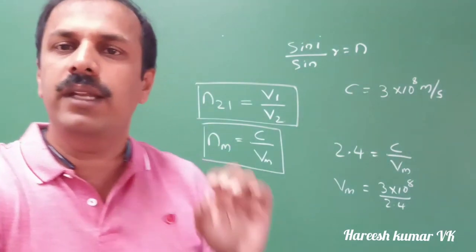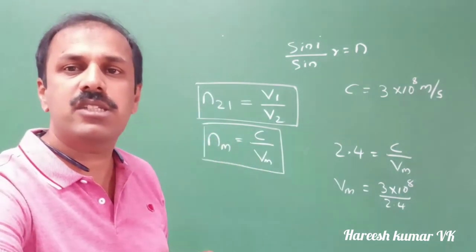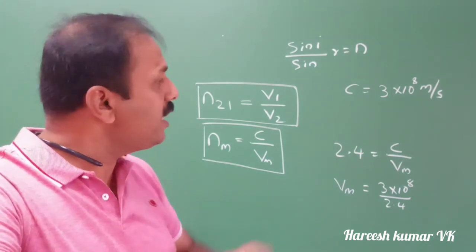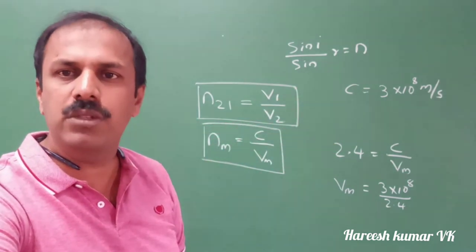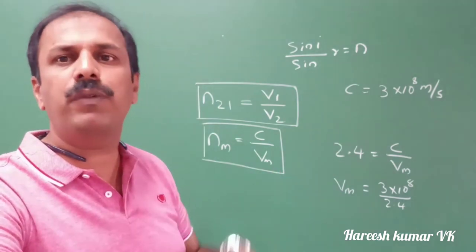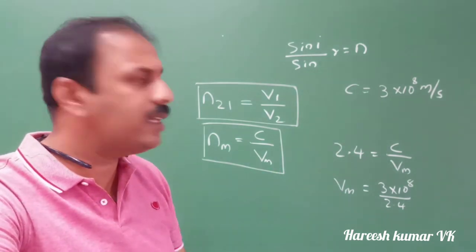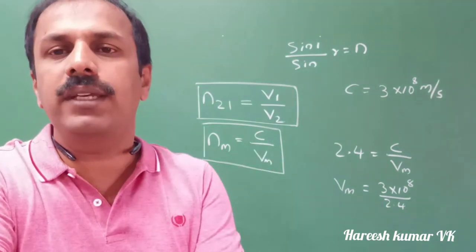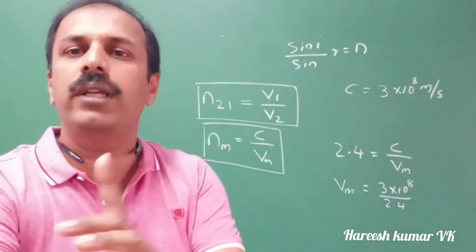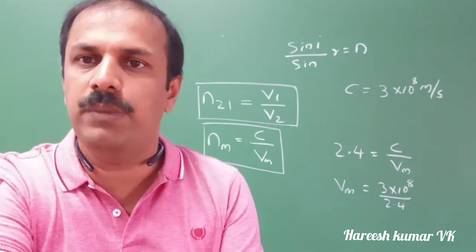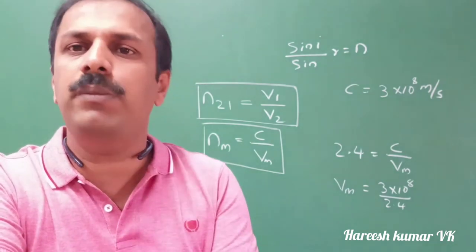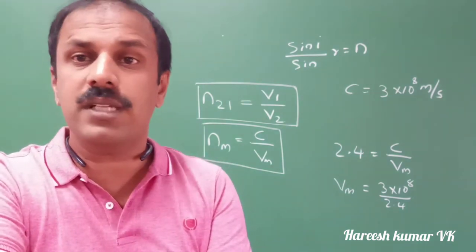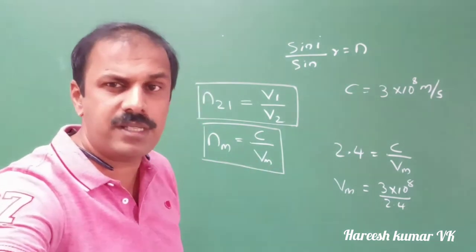So if you have the refractive index of a particular medium, then how to calculate the speed of light in that medium? Just C divided by refractive index you will get. Or if you know the speed of light in that medium, how to calculate refractive index? C by that. So you can do it in any way. If the refractive index is available, you can calculate the speed of light in that medium. Or if the speed of light in that medium is given, then you can calculate the refractive index. All these things we are discussing are about the absolute refractive index.